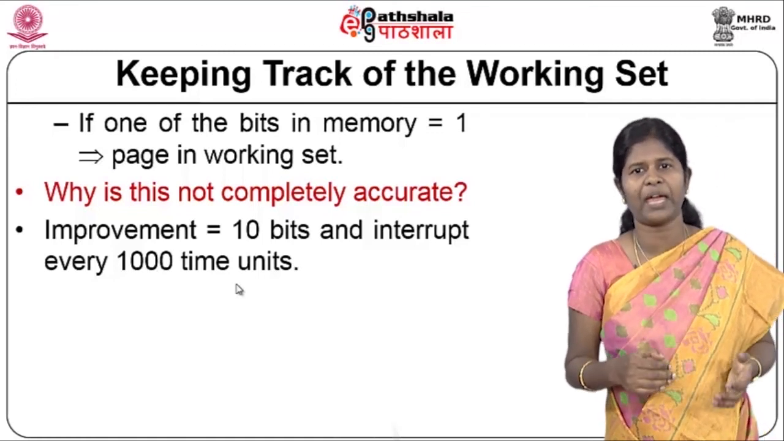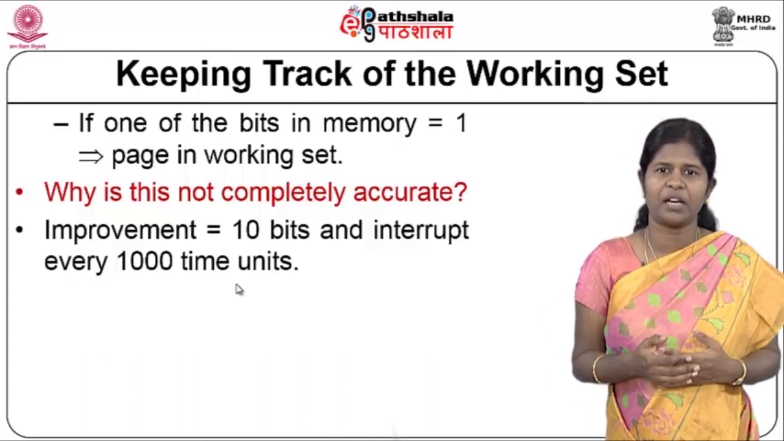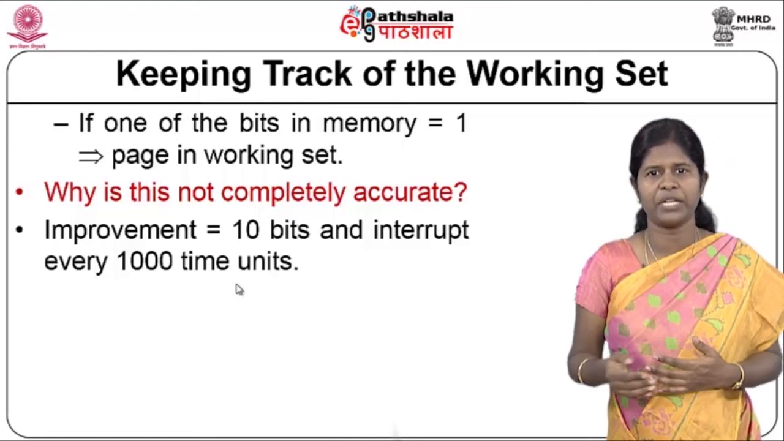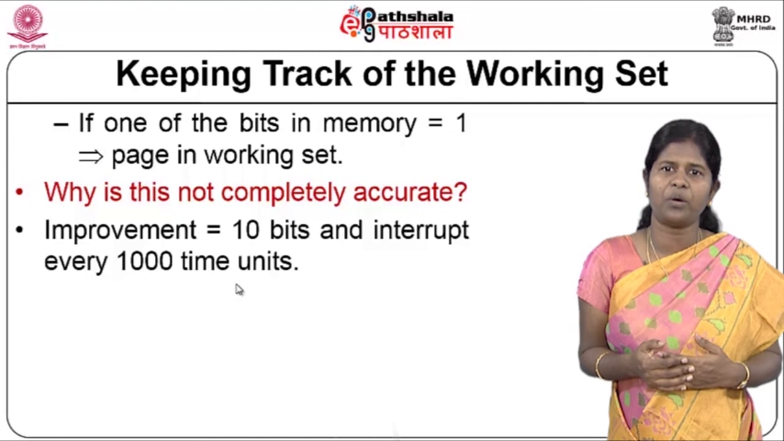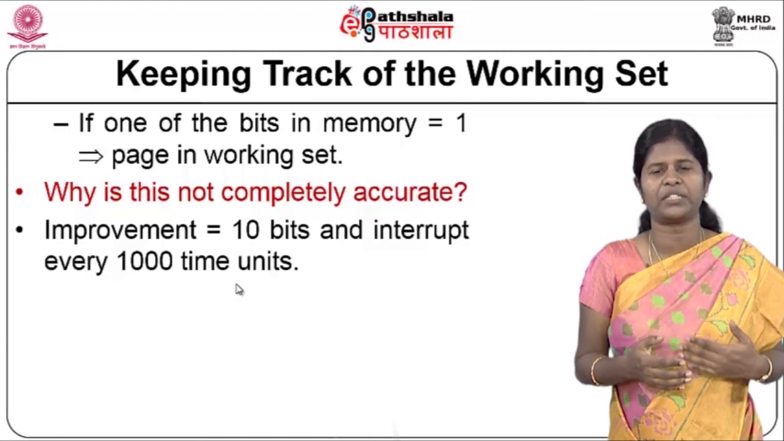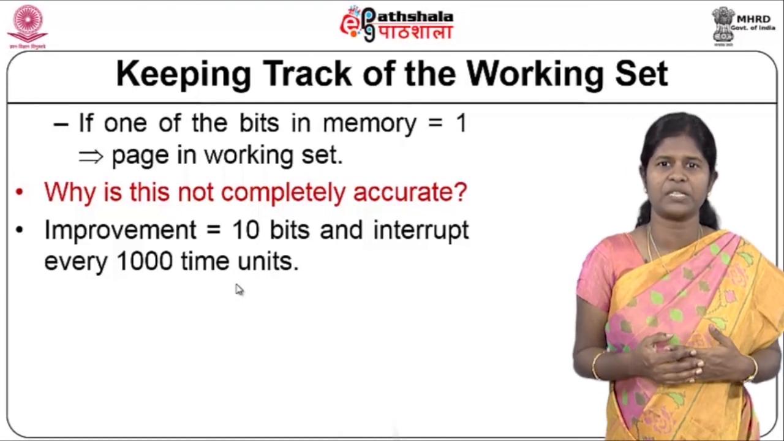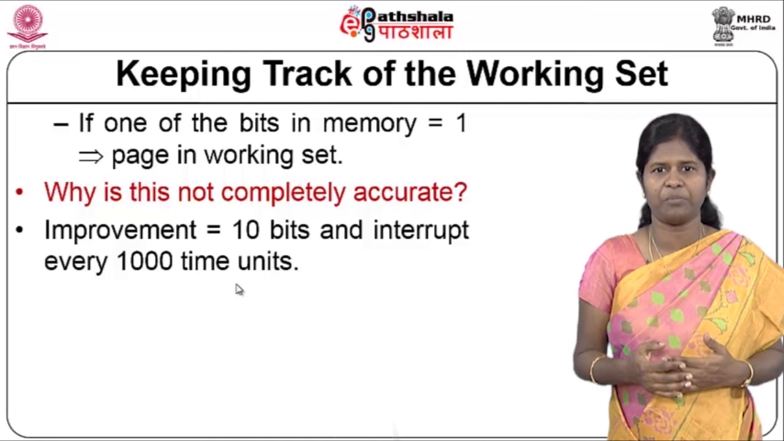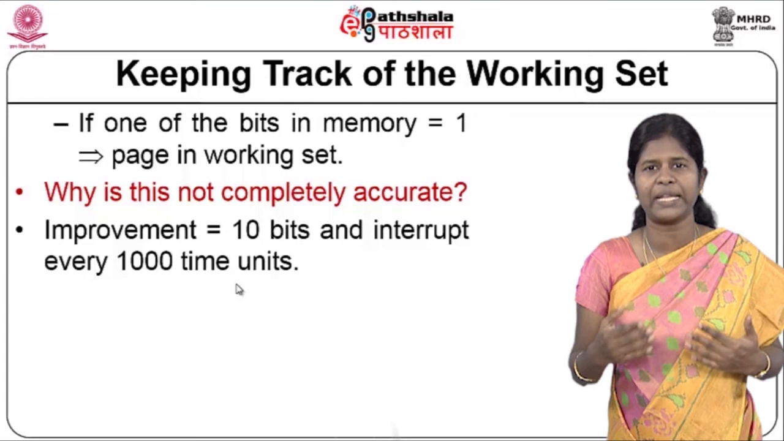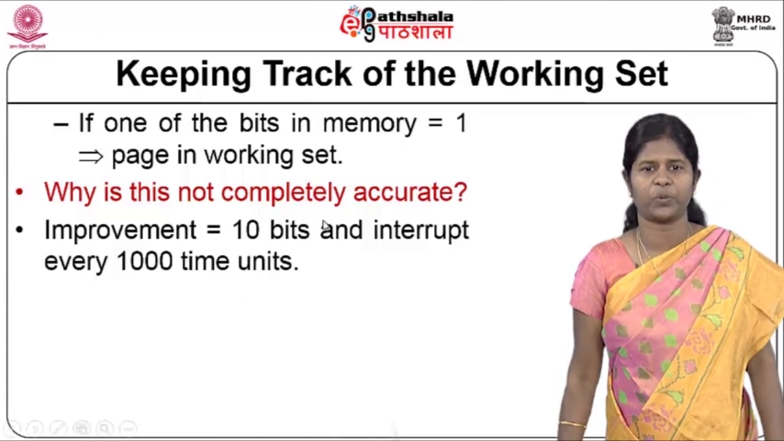The improvement that can be done is that you can have additional bits. As we had seen earlier in the additional reference bit algorithm, we can have additional bits to have more details about the history of the references, and it can also interrupt every 1000 time units rather than every 5000 time units. So, frequent interrupts are done, and hence you get more details about the number of times the pages were referred to.